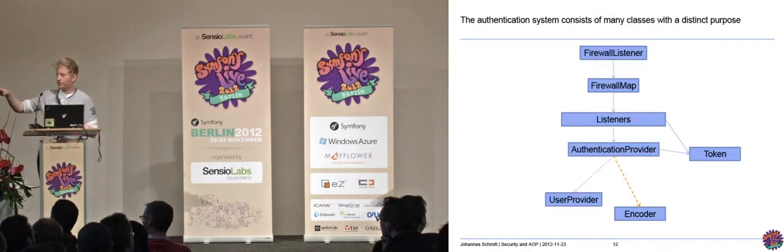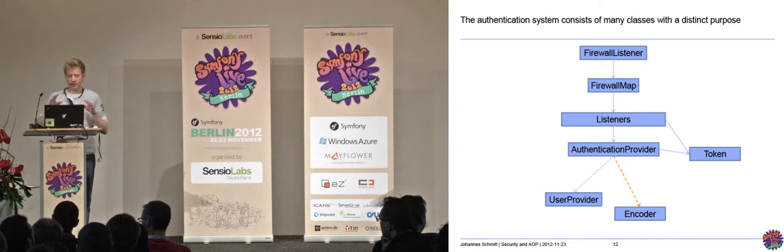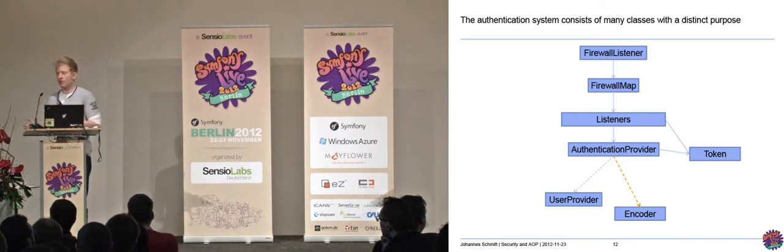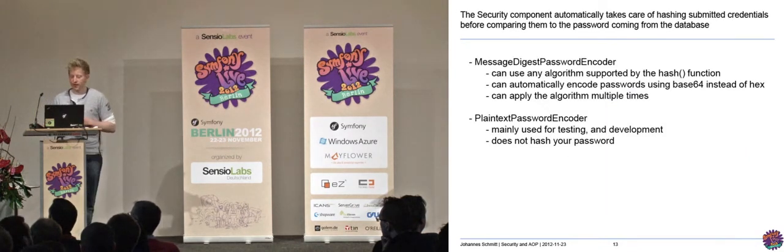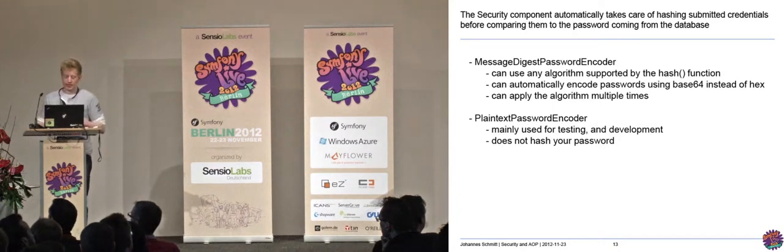And then we use a different class, which is the encoder, which basically makes sure that you don't have to store the plain text password in the database or somewhere else. And we have different encoders available. For example, the message digest password encoder, which uses, for example, a SHA algorithm to encode your password. And you can also encode that result using base64 and hex. The encoding of that is then on the hash, basically.